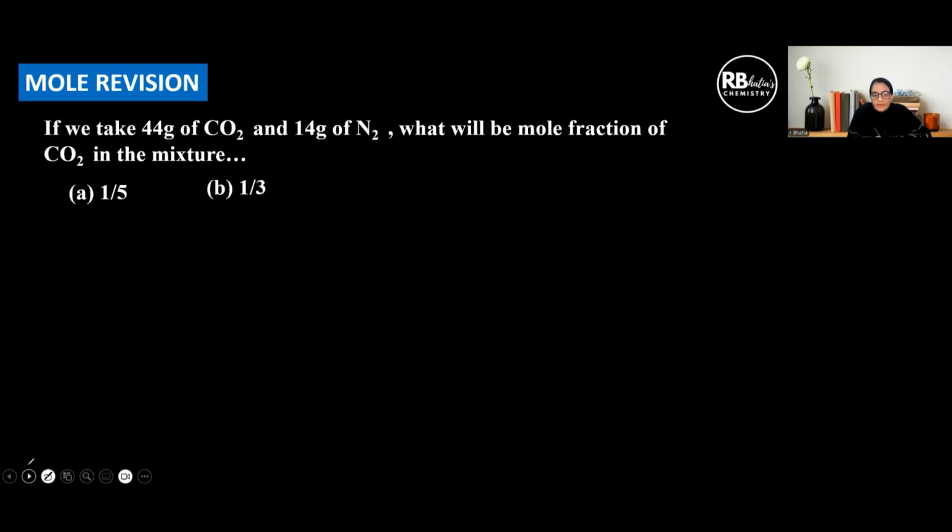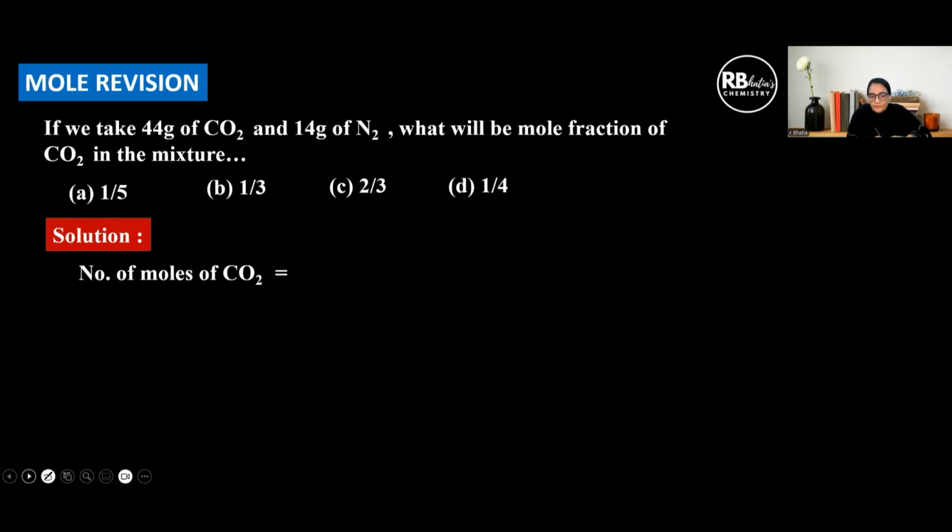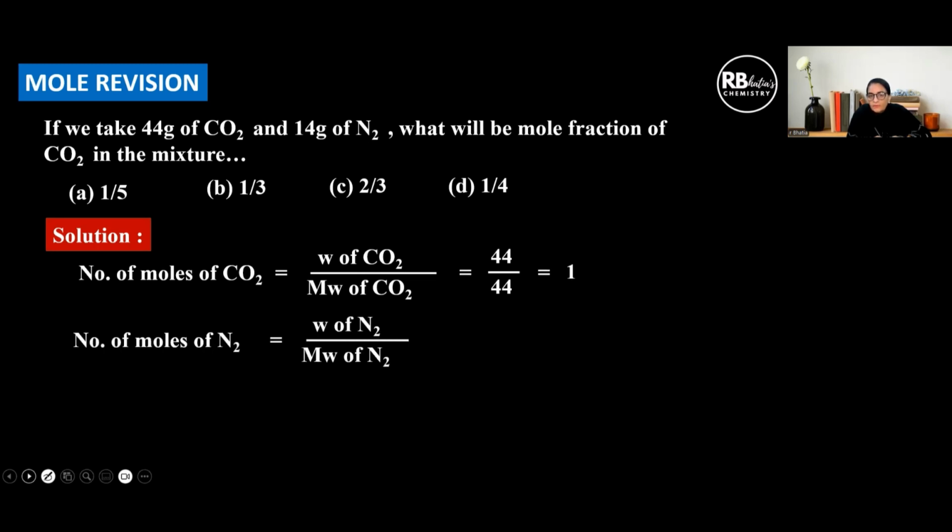So if we take 44 gram of carbon dioxide and 14 gram of nitrogen, what will be the mole fraction of carbon dioxide in the mixture? So weights are given and you are asked to calculate mole fraction. What are we going to do? We are going to convert the given weight of carbon dioxide to number of moles. That's going to be 44 upon 44. That's 1. Similarly, we'll convert the given weight of nitrogen to number of moles. That's going to be 14 upon 28.